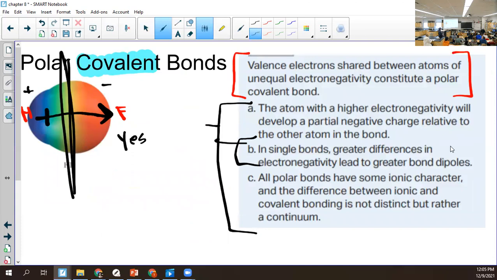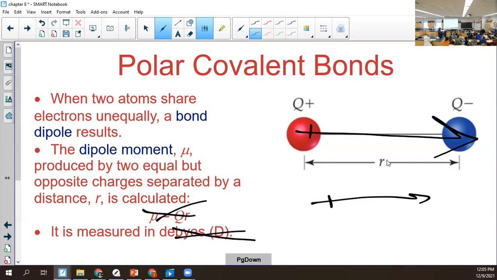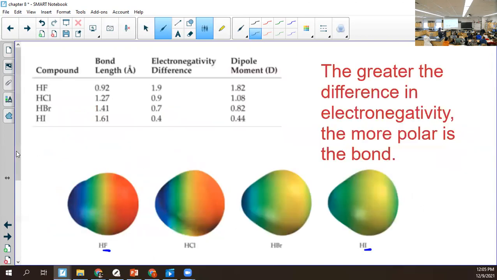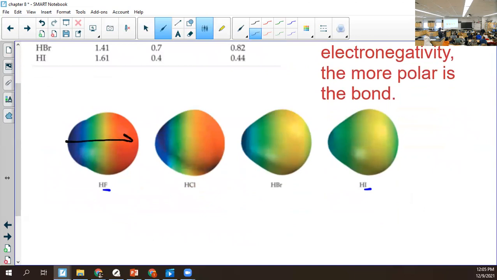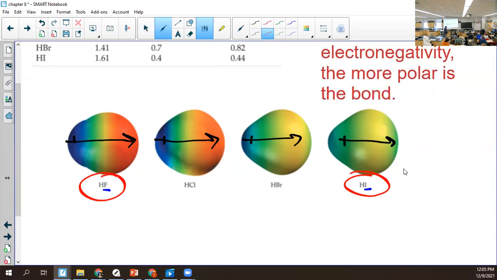Once again, in a single bond, greater differences in electronegativity lead to greater bond dipoles. So in this picture, we have a very large dipole, meaning the red is showing you where the electron density is. So way red, kind of red, not that red, no red, right? They all have dipoles, but I'm not going to tell you why. You tell your partner, why is this one different than this one? The electrons are almost all here, but here they're more equally shared. How come?